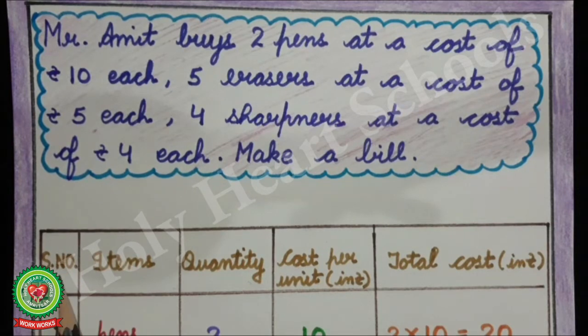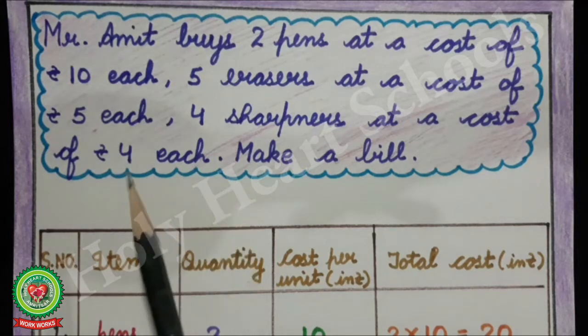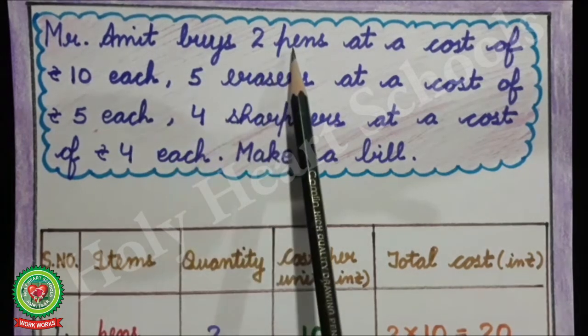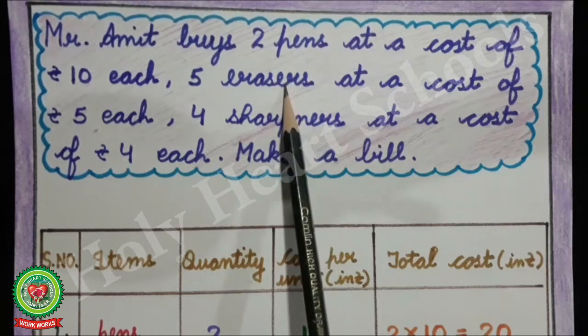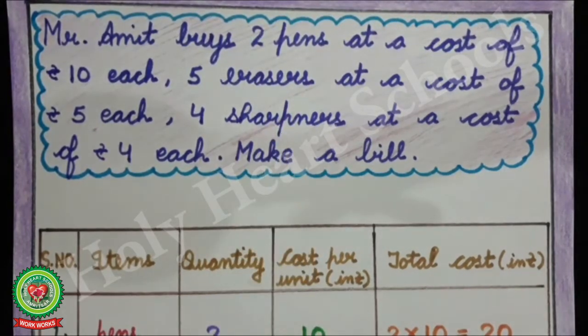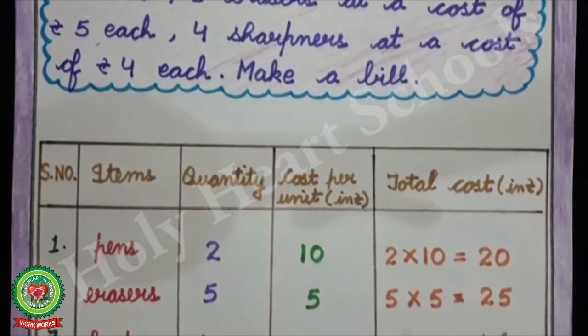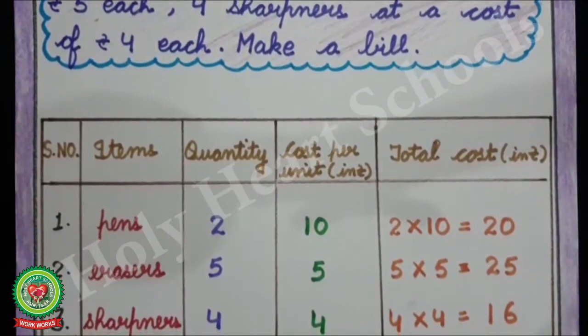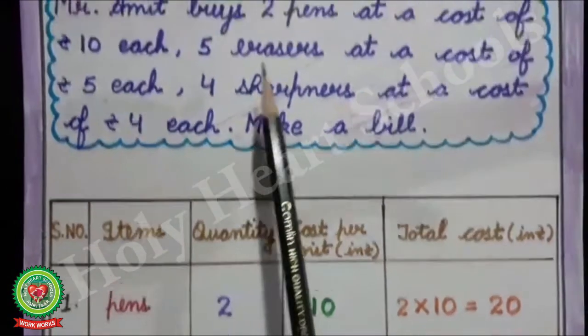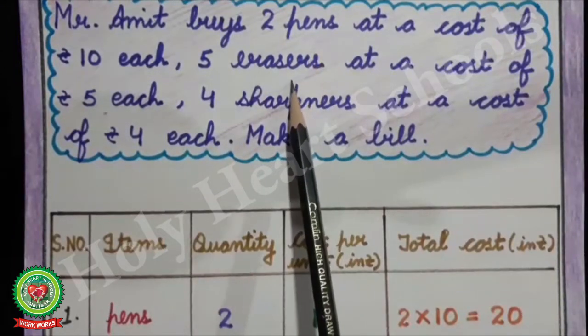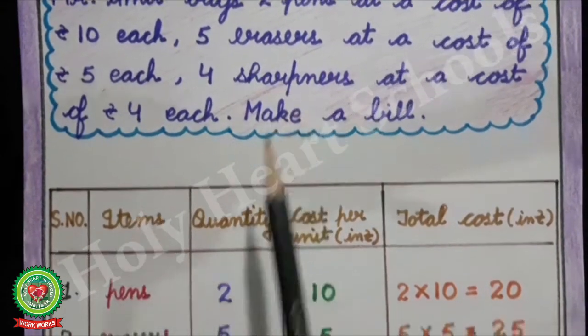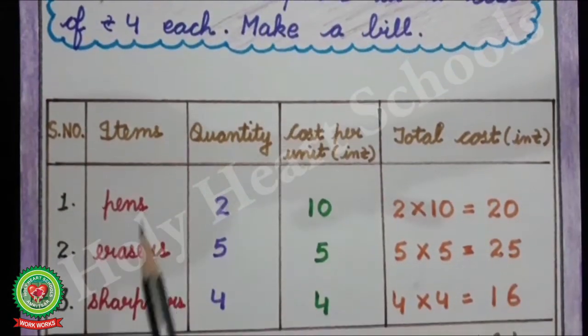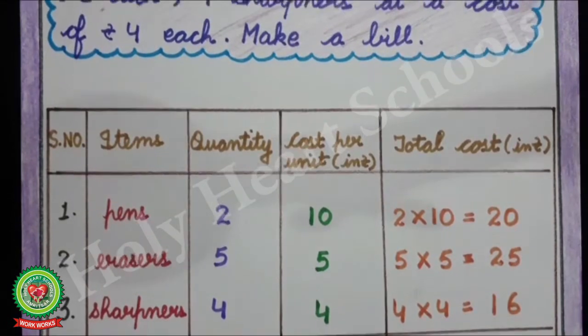Under the first column, that is serial number, you have to write down the number of items given in the statement. Here in the statement, pens, erasers and sharpeners, 3 types of items are there. So in serial number, write down 1, 2, 3. First one is pens, second erasers, third sharpeners. So write down pens, erasers, sharpeners.